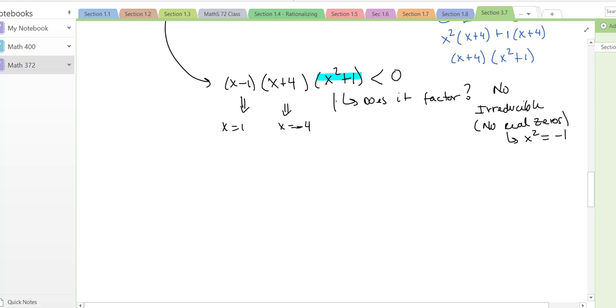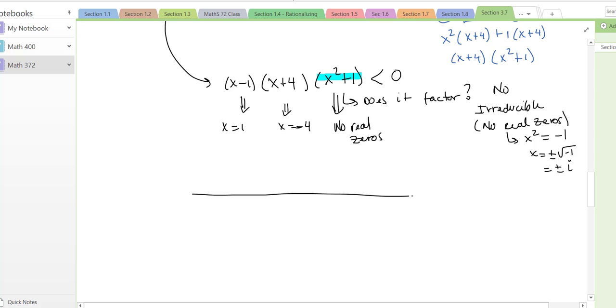And this one gives us no real zeros. So I don't need to check that, right? If you try to solve it, you get this x squared equals negative 1, which is not a real number because you will have x equals plus or minus the square root of negative 1, which is an imaginary number.